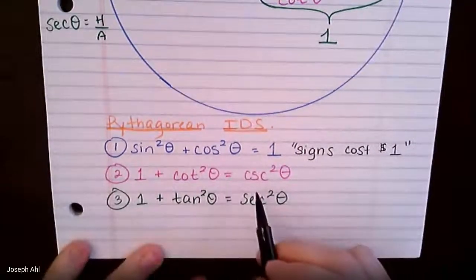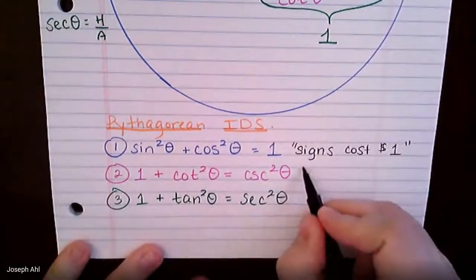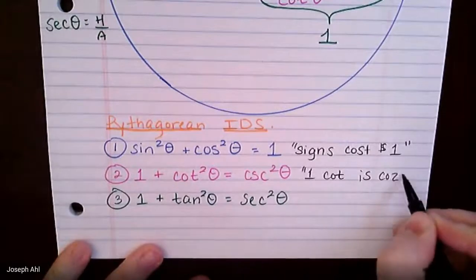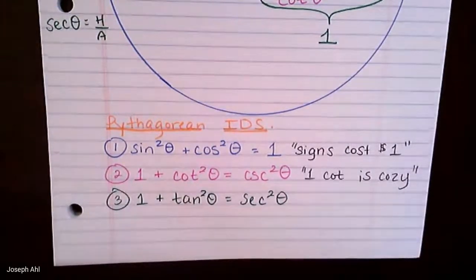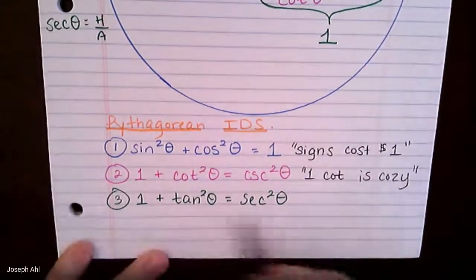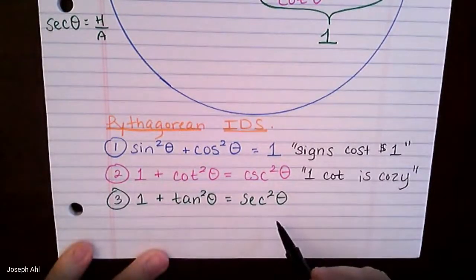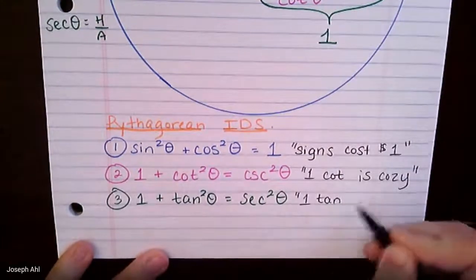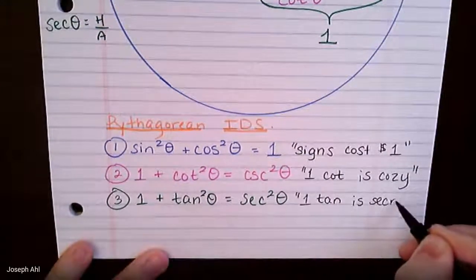All right, what's going for 1 plus cotangent squared equals cosecant squared? Well, hey, how about 1 cot is cozy? That's the phrase we typically use to remember 1 plus cotangent squared is cosecant squared. And finally, 1 plus tan squared is secant squared. My favorite, 1 tan is secret.